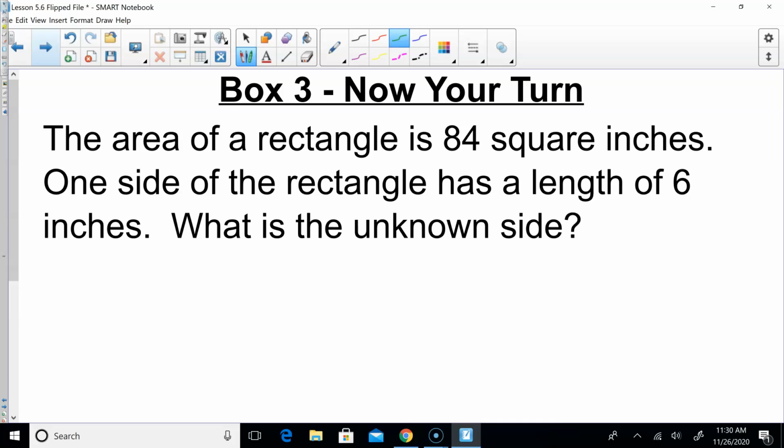And last but not least, the area of a rectangle is 84 square inches. One side of the rectangle has a length of 6 inches. What is the unknown side? So once again, you can pause the video. See if you can figure out what is the unknown side and label it correctly.